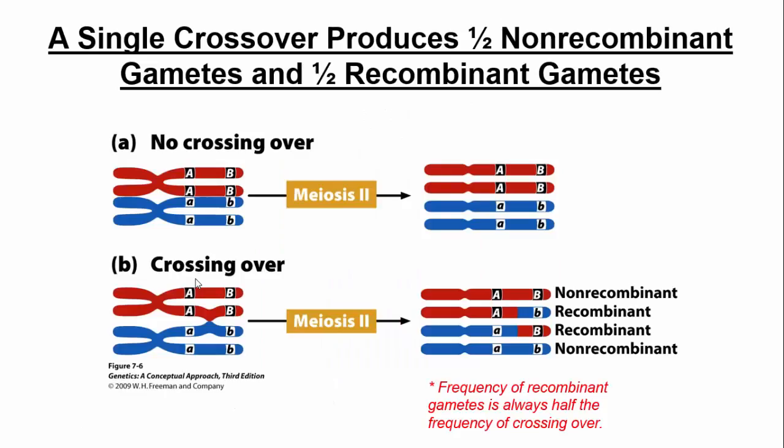Okay, your book will say something like this. I just want to point it out: a single crossover produces half non-recombinant gametes, half recombinant. All they mean is this. So this is no crossing over. It's your control group at the top, not much to talk about.